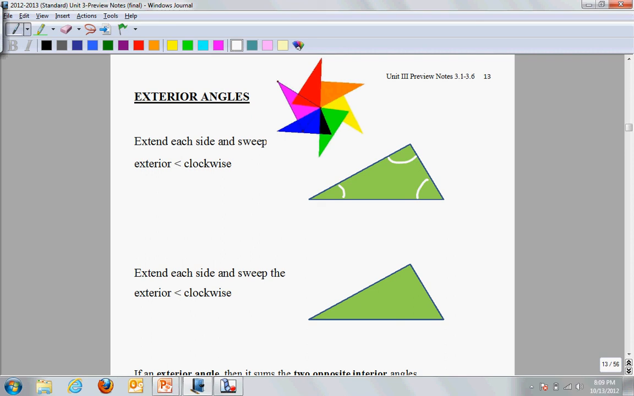Then you have what's called exterior angles. I call them pinwheel angles. You will understand why they're called pinwheel angles in just a moment. We are going to extend each side and sweep clockwise. Clockwise is going around like so. What I'd like you to do is extend this side, extend it.